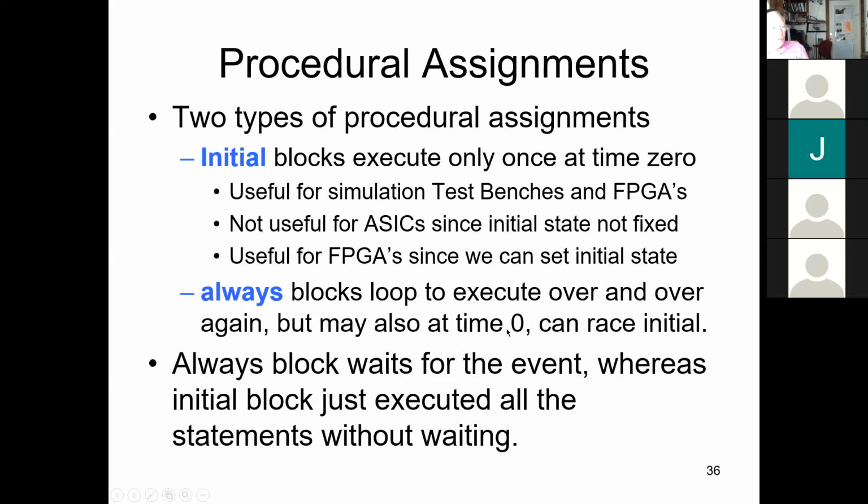They may execute at time 0. And if that's the case, sometimes there can be a race between an initial block and an always block that are setting the same signal. So that can be tricky, and you have to be careful with that. Always blocks wait for the event, whereas the initial block just executes.